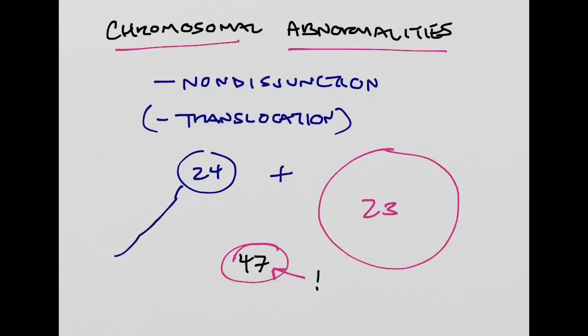So since we understand the underlying reason for why you would have aneuploidy, because we talked about it last screencast, let's see what it looks like in terms of chromosomes, or what's called a karyotype, of an individual that has the wrong number of chromosomes.